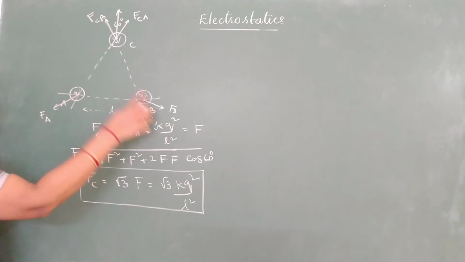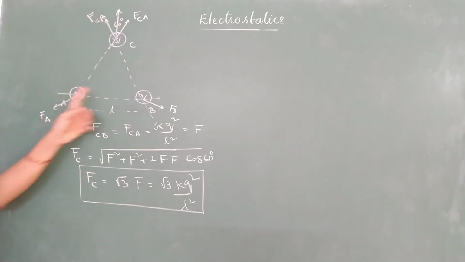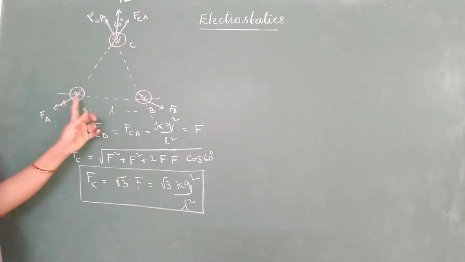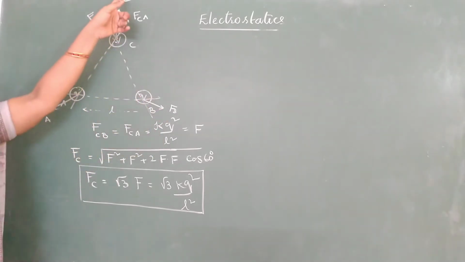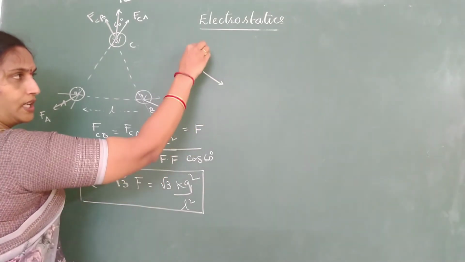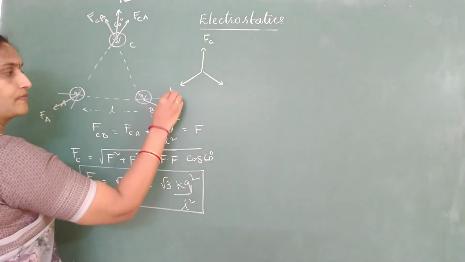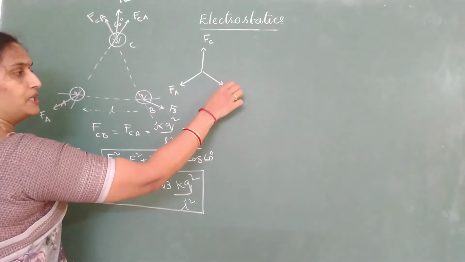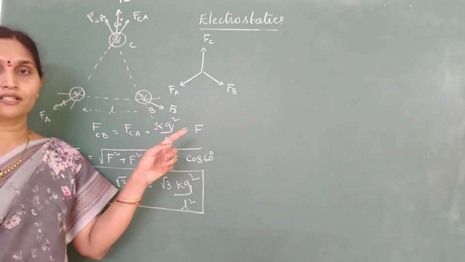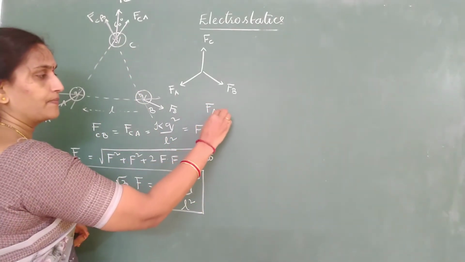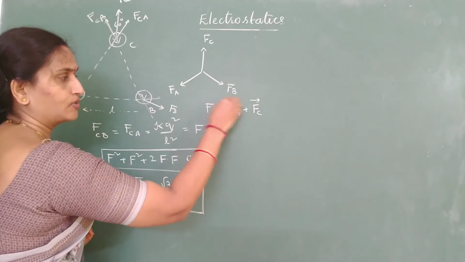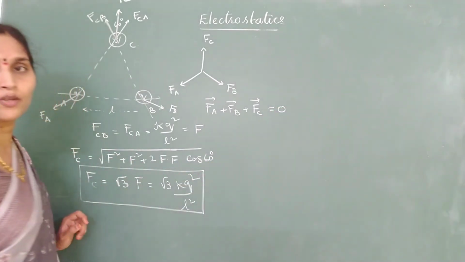Now if you observe all the 3 forces and take the vector sum of all of them, FA, FB and FC, if all of them are added, according to Lami's theorem, the net force will always be 0. So the sum of the forces acting on the vertices of an equilateral triangle would be 0. FA plus FB plus FC, the vector sum of all these forces, would always be 0.